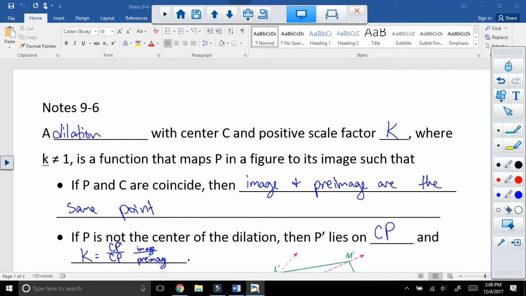Again, if you have that hard time, you could always see if k is more than 1, it'd be an enlargement. I'll write that down here. If k is greater than 1, it's an enlargement. And if k is less than 1, it's a reduction. So if you ever forget which way it's supposed to go, that might help you out.